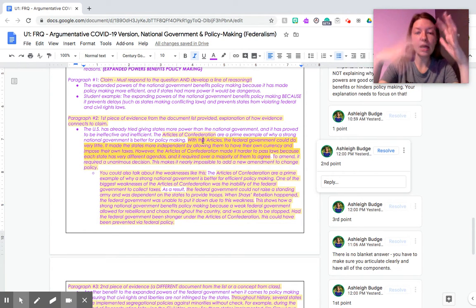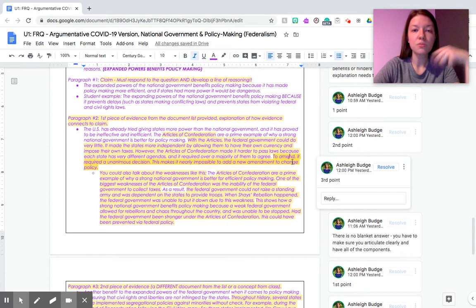So I explained what the system was like under the Articles of Confederation, showing the reader that I understand the document. That's my second point. My third point then comes from connecting it back to my claim, giving reasoning, saying, why did I bring this up for talking about benefiting policymaking? So I said, to amend, it required a unanimous decision. This makes it nearly impossible to add a new amendment to change policy, right?